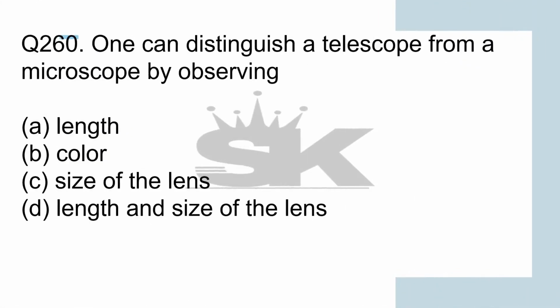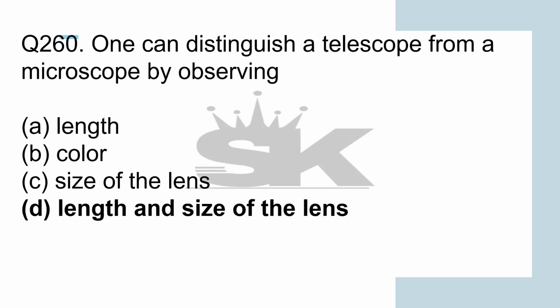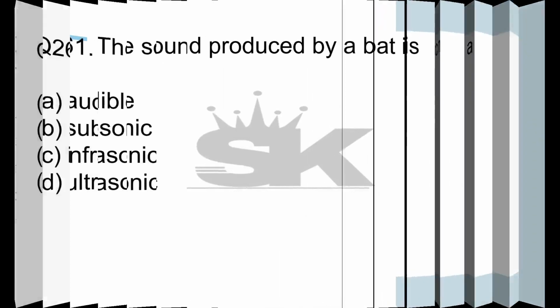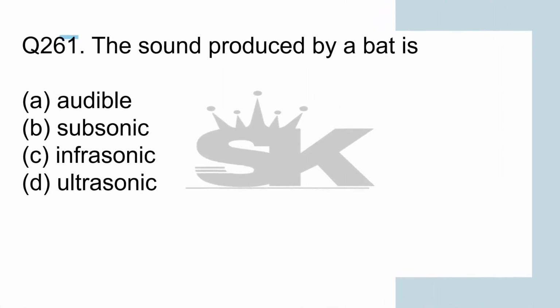One can distinguish a telescope from a microscope by observing its length and size of the lens. Okay. The sound produced by a bat is, everyone knows, ultrasonic. Okay.